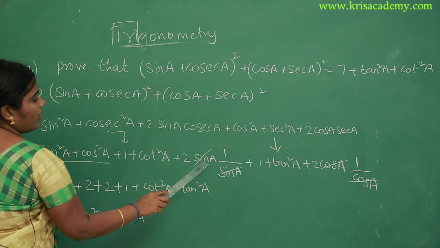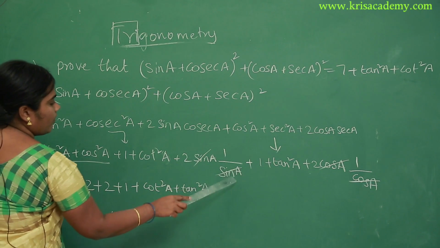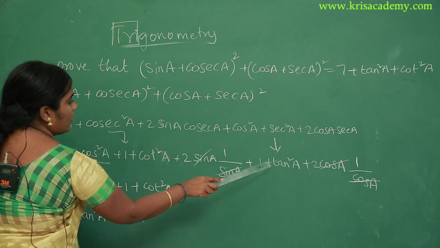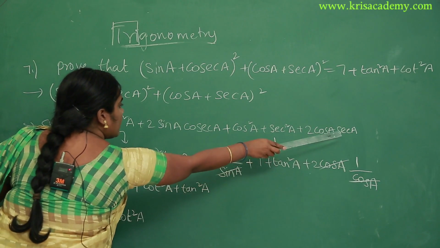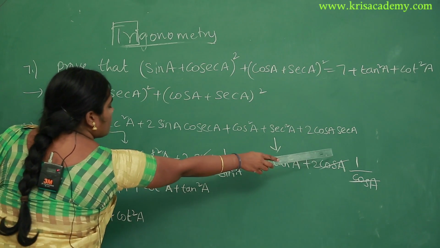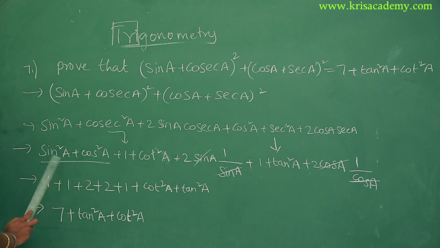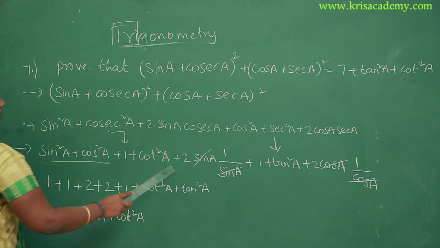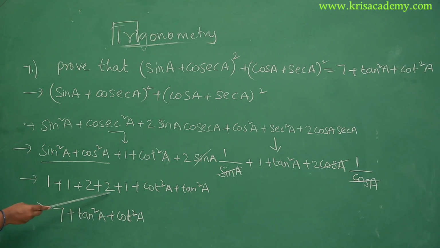Here 2 into sin A. Cosecant is the reciprocal of sin, so we have to write it as 1 by sin A. Now here also, secant square A trigonometric identity is 1 plus tan square A. 2 into cos A. Secant A is reciprocal of cos, so we will write 1 by cos. Cos will get cancelled. Sin will get cancelled. Sin square A plus cos square A identity is 1. This one is from here. 2, this is from here. There 2 cos A is there, no, this is that from there.